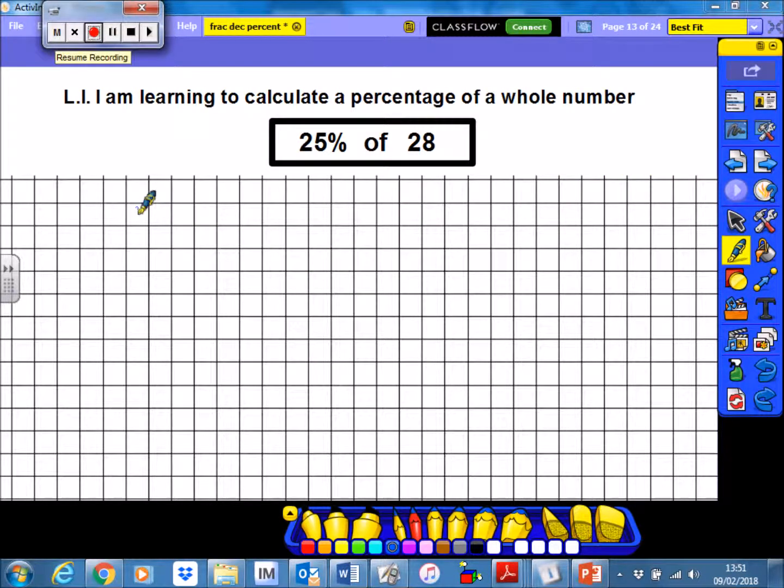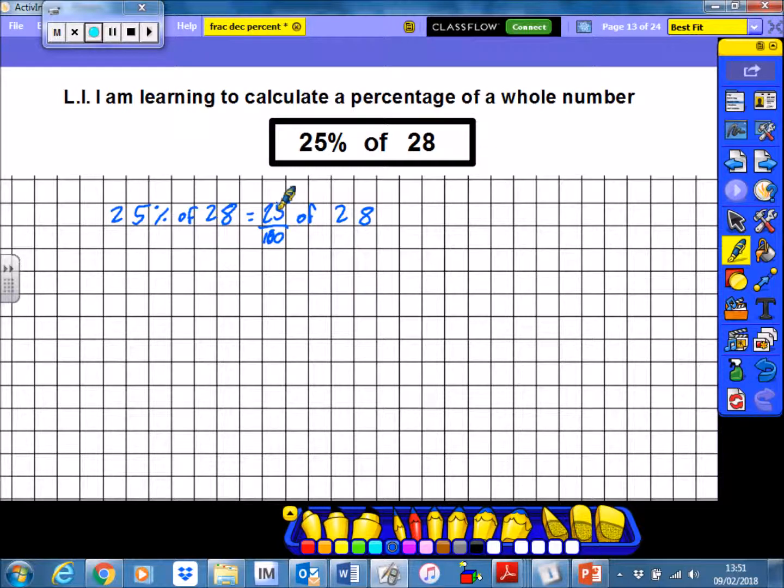So let's apply this thinking to the next problem. We're being asked 25% of 28. So, steps then. Write it as a fraction. 25 hundredths of 28. Okay, I'm starting to think about this. I could divide it by 100 and times it by 25. That would be one way of doing it. And you know what?